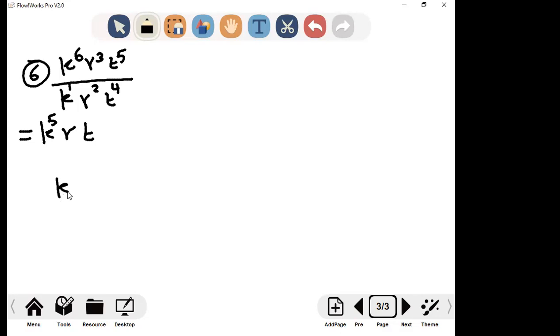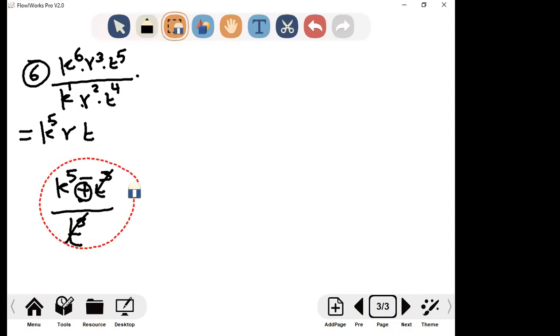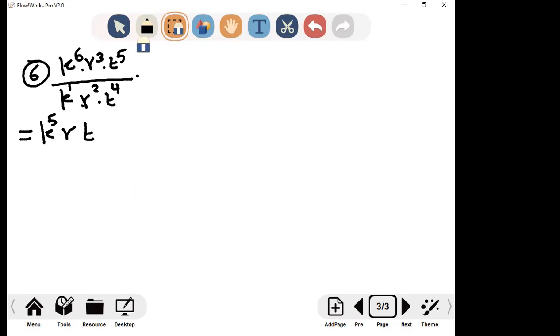You cannot do it like this. Here what we have is a plus. So if you have a plus or minus, you cannot cross or simplify. But where do we do it always? In multiply and divide. Right. This is question 6. The answer is k power 5, r power 1, and t power 1.